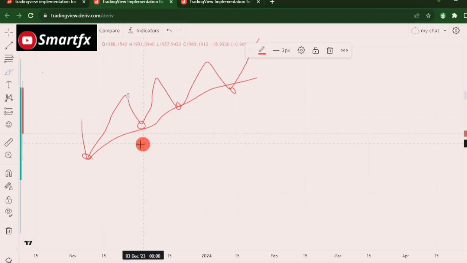If you are buying here, your stop loss will be somewhere here, and you'll be having a 1:3 risk to reward ratio. So this is how an uptrend market structure looks like.